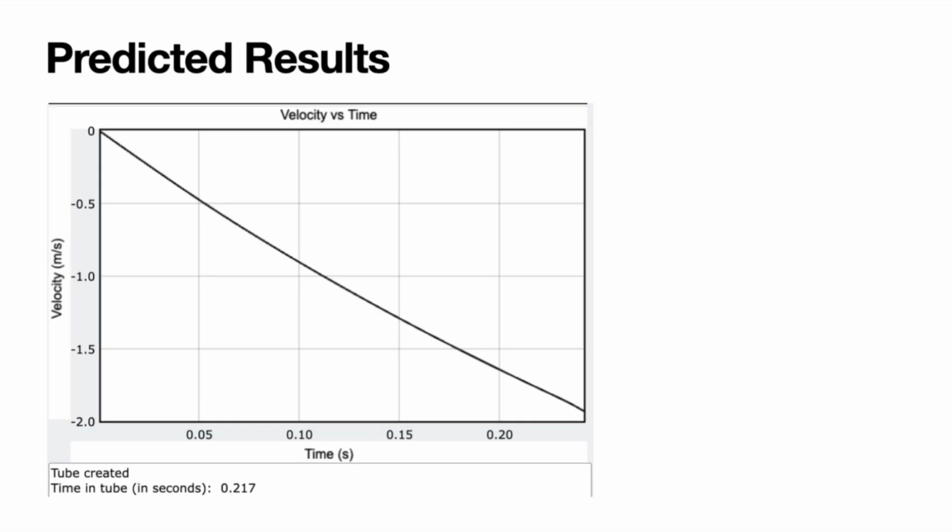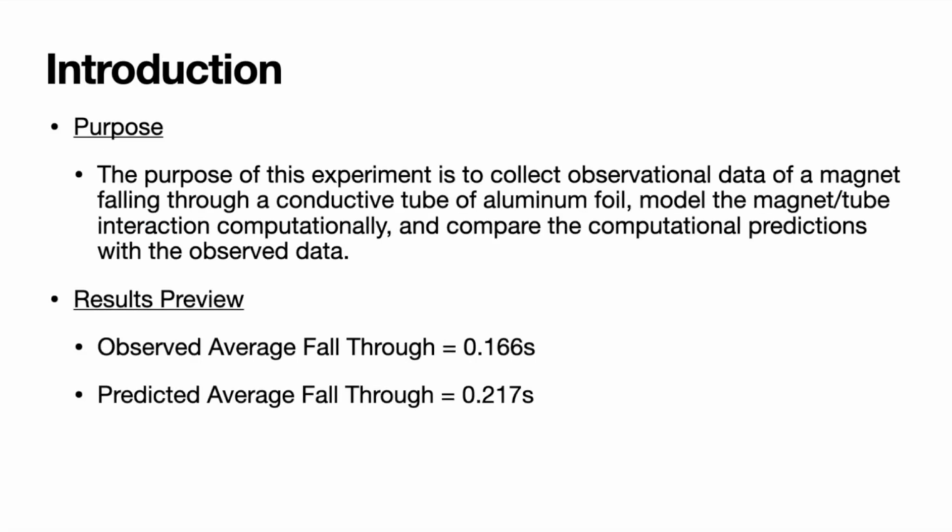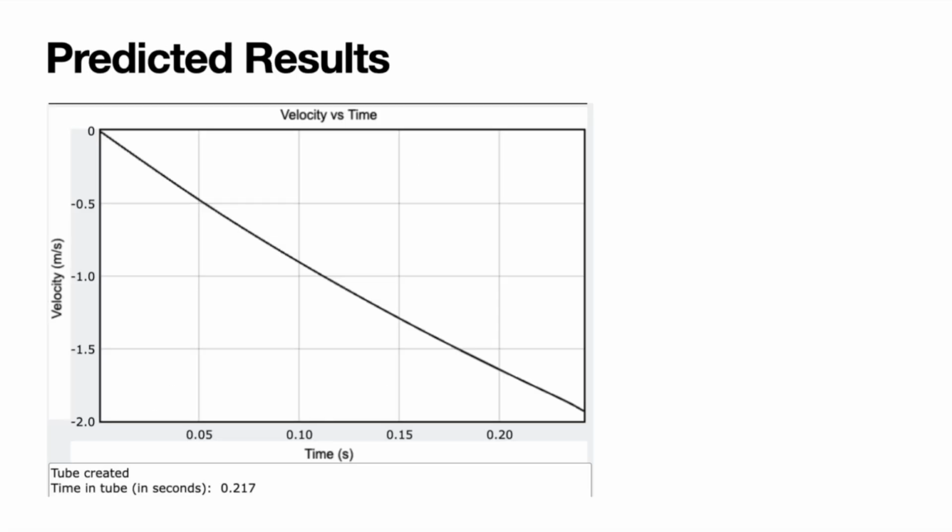And then the results when actually running the model. This is the graph that you get, and the calculated time is 0.217 seconds, which, going back up here, is the same as what we had in the results preview, just showing now you know how we got there. So that is the result.